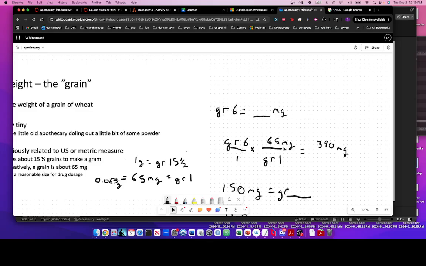So we wind up with 6 times 65 divided by 1 times 1, which would just give us a 1 over here that we can get rid of for our final answer. And so 6 times 65, plug it into a calculator, we get 390 milligrams. So 6 grains is 390 milligrams.